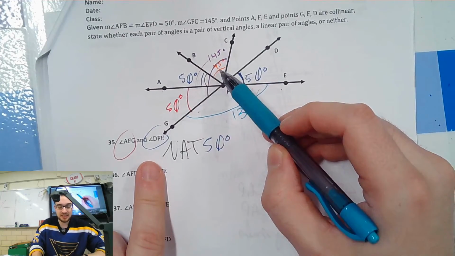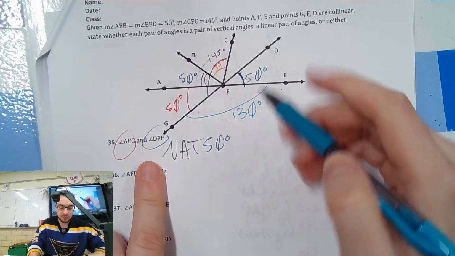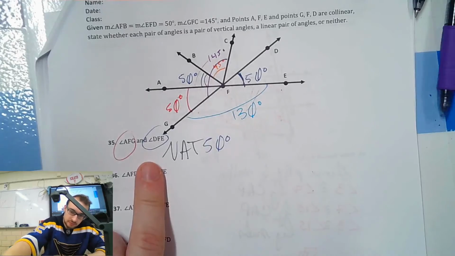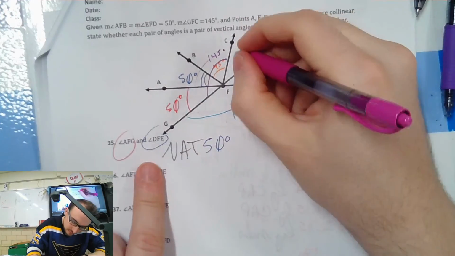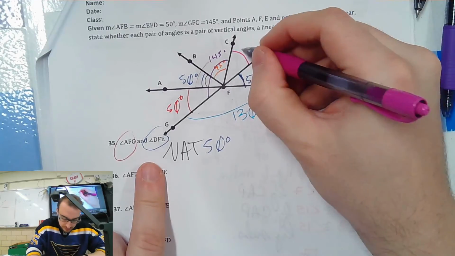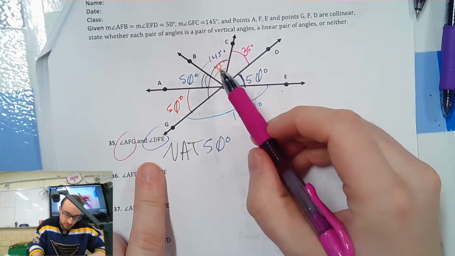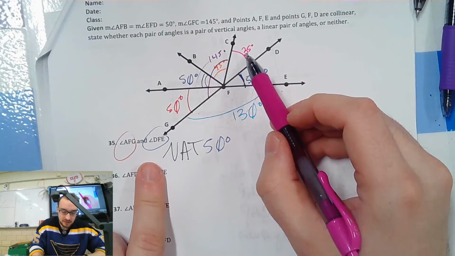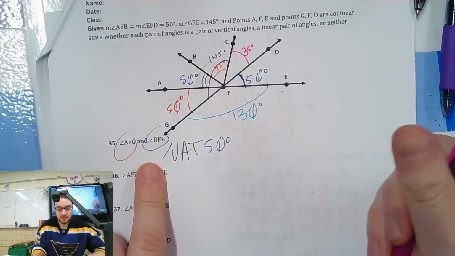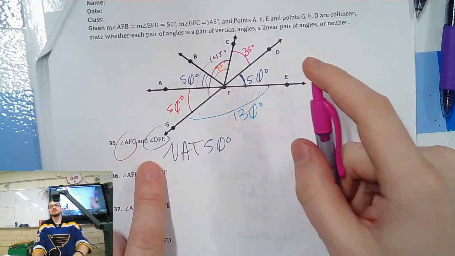And if that's 130, then this is 130 by vertical. 50 and 45 makes 95. What's left over is 45, so this angle right here is also 45. Wait, did I do that wrong? Yeah, I did. It's not 45, it's 35. 45 and 35 makes 80, plus 50 is 130. This whole thing is vertical to this. And that gets you all your angles.